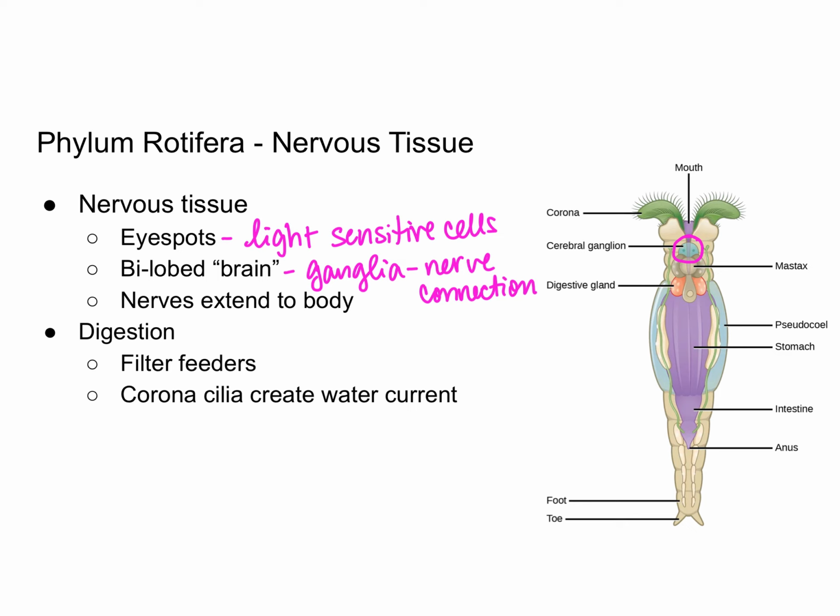They are filter feeders, and so the corona has these cilia, and the cilia are able to move in a wave-like fashion, and so they can essentially create a water current that brings water and smaller organisms towards the mouth, and then it can filter out the food from the water.